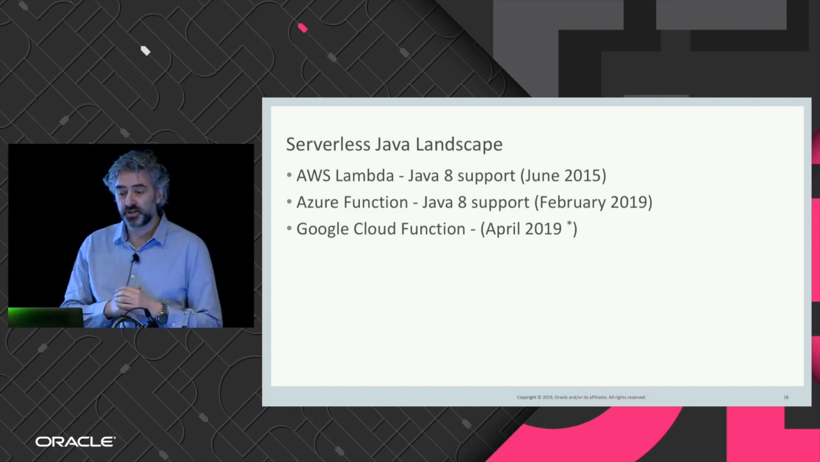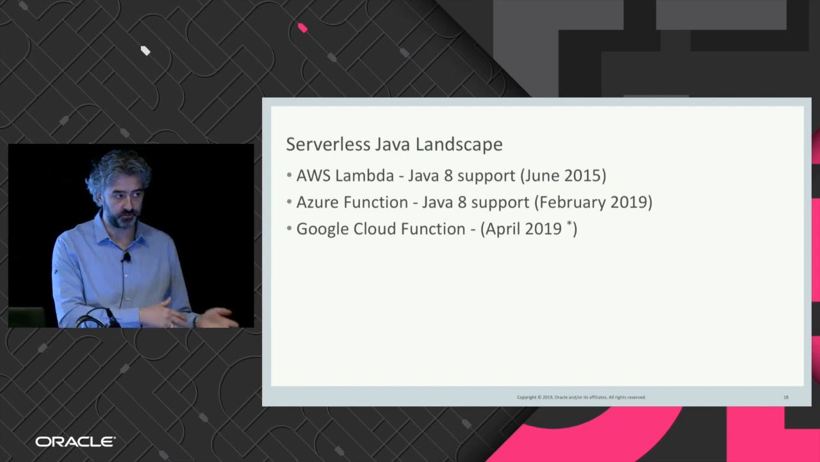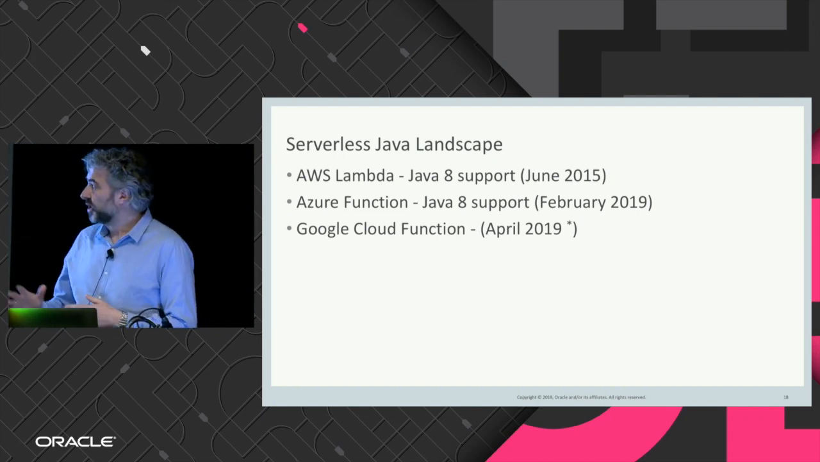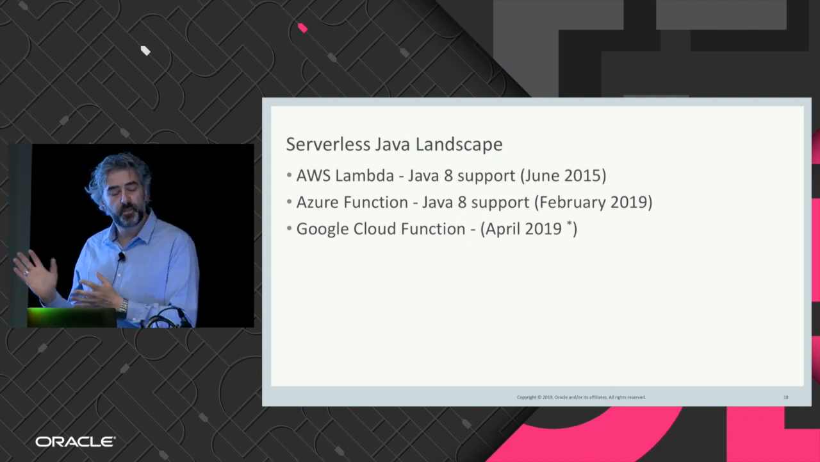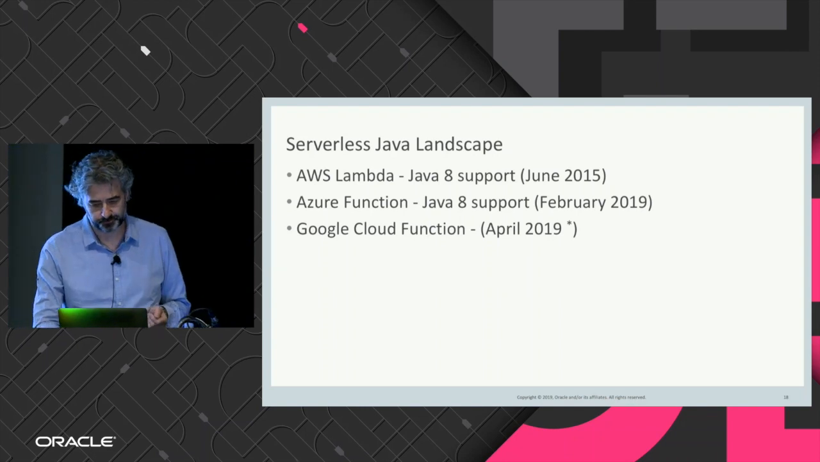And Google Cloud Functions, it's worse. They are only supporting Java since last month. It's Java 8, and it's alpha support. So it's not even supported in production. So clearly, that landscape might explain why Java is not very popular within that space at this stage.